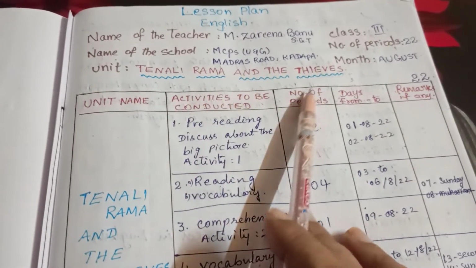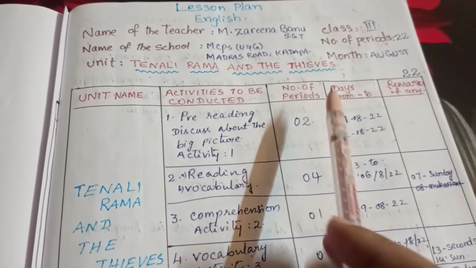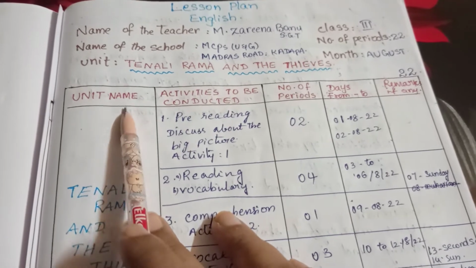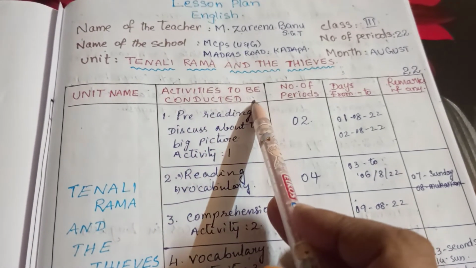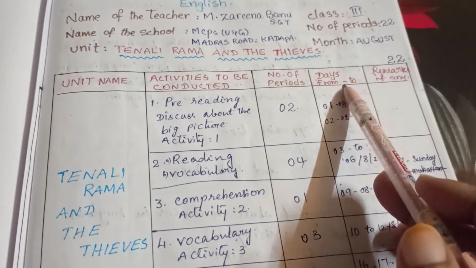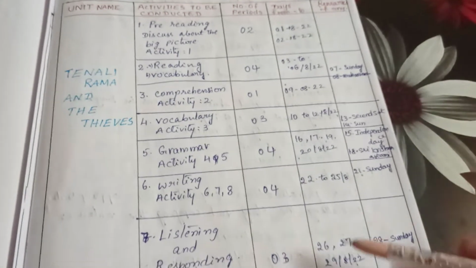Tenali Rama and the Thieves. This is the first unit in the 3rd class English textbook. In the first column we should write the unit name, then activities to be conducted, number of periods and dates from-to, and remarks if any. And this is the schedule.